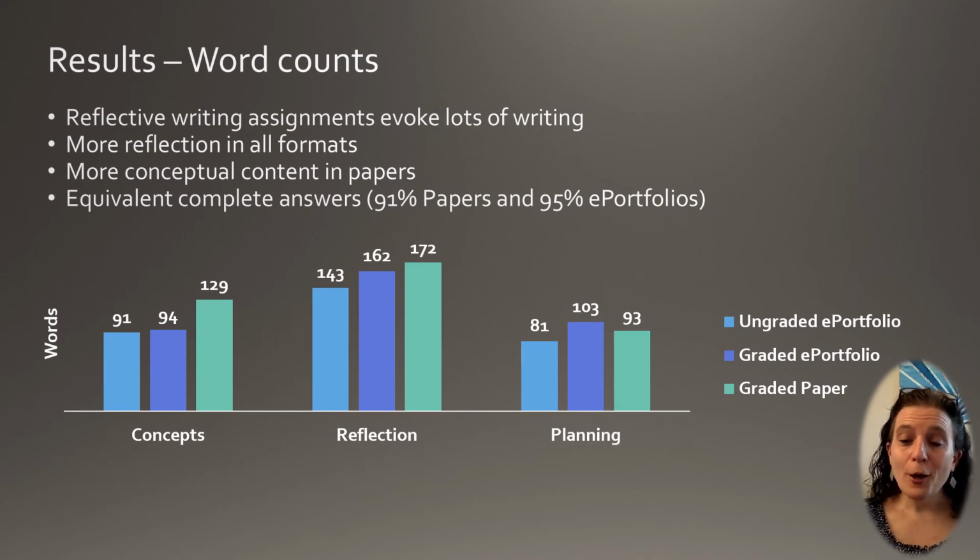Okay, so the first thing I want you to see is students write a lot. Young students, right? These are all introductory classes or community college students in a summer program where they're not getting a grade. And what you can see in this graph is the number of words students generated in response to the conceptual questions, the reflection questions, which I think I had called application on a previous slide, and those planning questions. The first bar in turquoise is the ungraded ePortfolios, so that's the summer research program. The navy bar is the graded ePortfolios, so that's the child development class when we used ePortfolios. And then the turquoise bar is the graded papers.